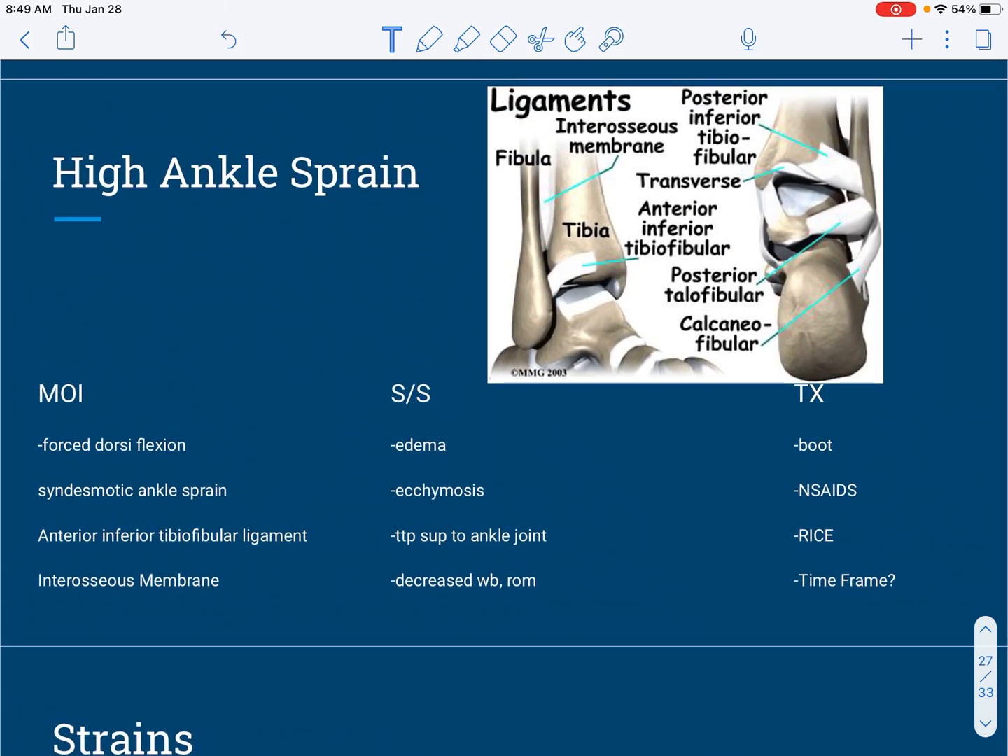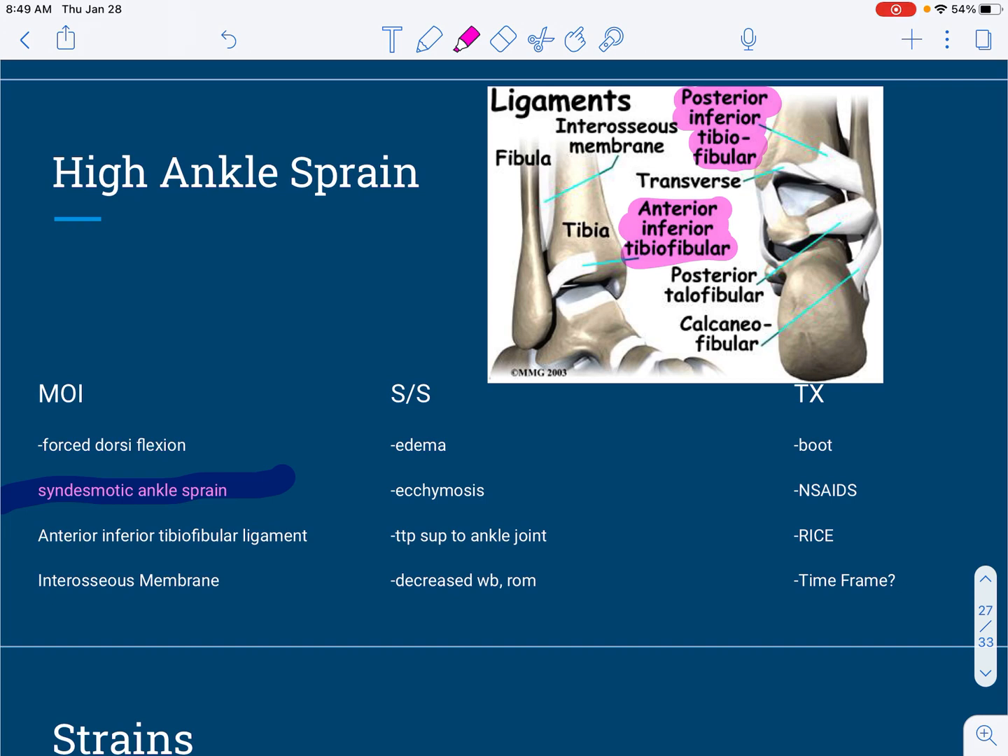Next, high ankle sprain, also known as a syndesmotic ankle sprain. So when you hear high ankle, you think it's maybe higher up, but it's just right above your regular ankle. It's not too far. These are the 2 main ligaments, the posterior inferior tibiofibular and the anterior inferior tibiofibular. So it's the ligaments that hold your tibia and fibula together.